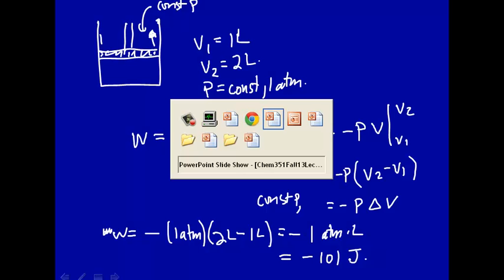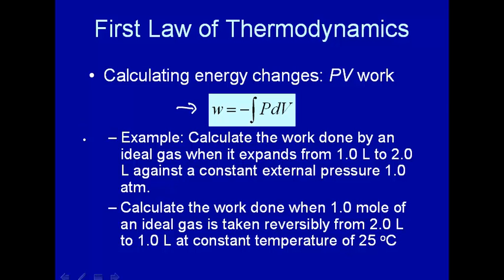All right. Let's go to the second example. That was the first one. Let's calculate the work done when 1 mole of an ideal gas is taken reversibly from 2 liters to 1 liter at constant temperature. Now, unfortunately, I have slides a little out of order, so let me talk a little bit about reversibly here, and then in the second part of lecture number 2, we'll look in more detail at reversible and the opposite of it, the irreversible process.